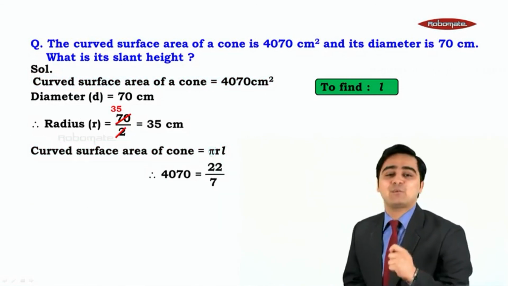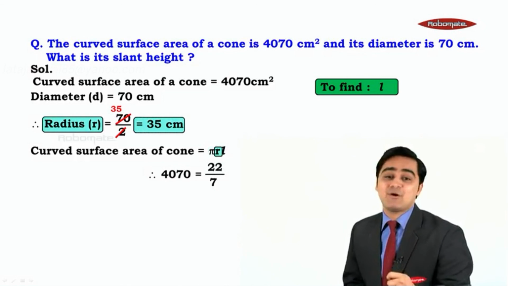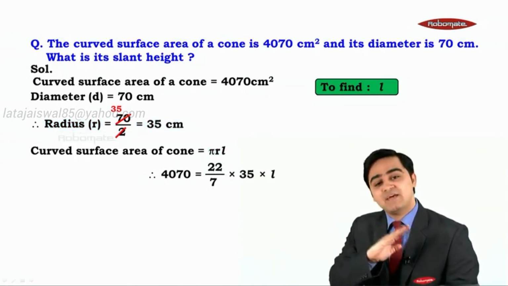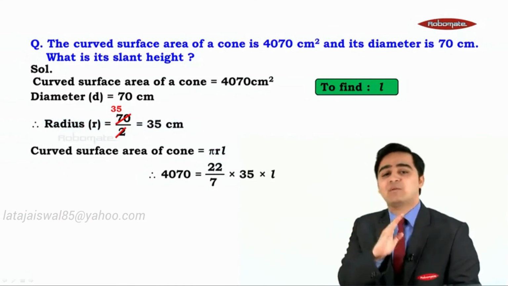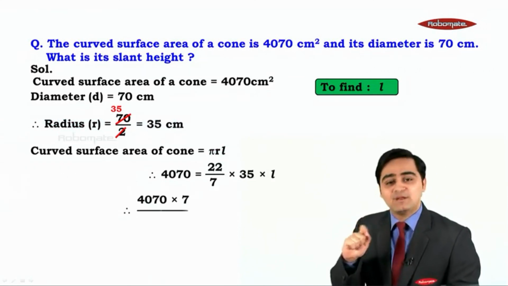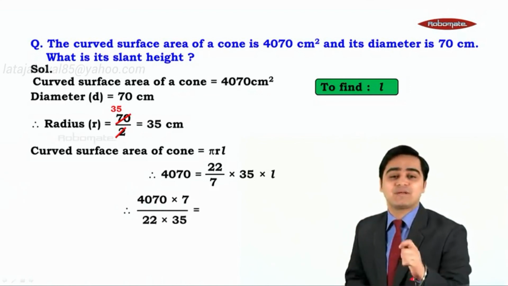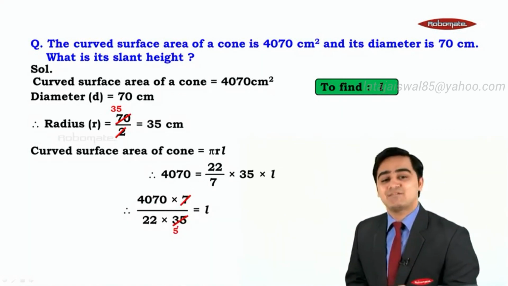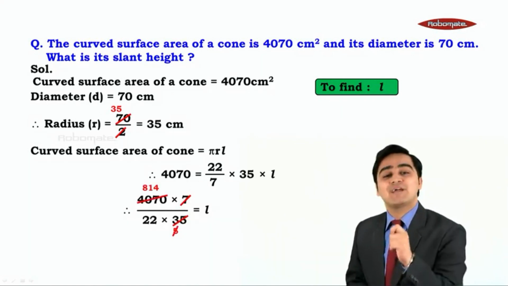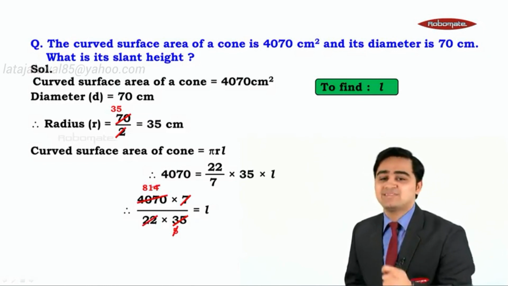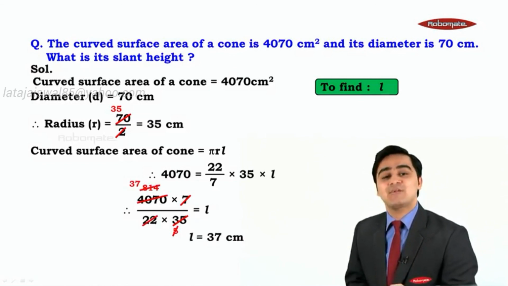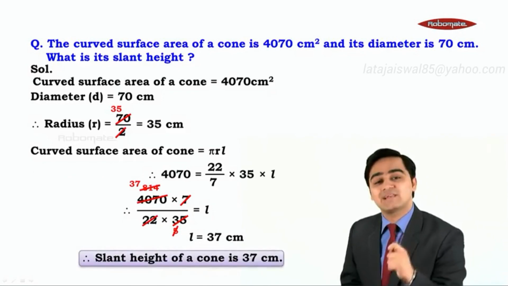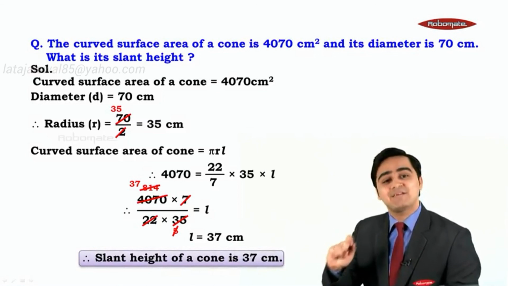Let's substitute the values. Pi we have as 22 by 7. Radius, we found out it is 35. L is something which we have to find. We can shift everything to one side and keep l on the other side. So we have 4070 into 7 upon 22 into 35 equal to l. Now let's do the cancellations. 7 ones are 7, 7 fives are 35. Next, 5 ones are 5, 5 814s are 4070. Next, 22 ones are 22, and 22 37s are 814. So we have l equal to 37 centimeter. And finally we can say, therefore, the slant height of the cone is 37 centimeter.